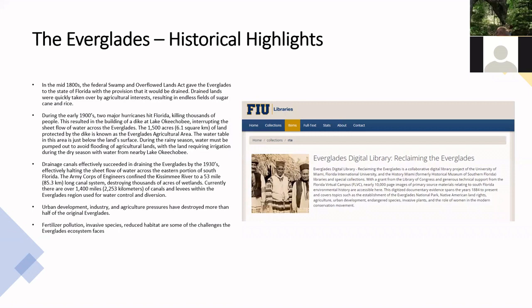The Army Corps of Engineers confined the Kissimmee River to a 53-mile-long canal system, destroying thousands of acres of wetlands. Currently, there are over 1,400 miles of canals and levees within the Everglades region used for water control and diversion. Urban development, industry, and agriculture pressures have destroyed more than half of the original Everglades. Fertilizer pollution, invasive species, reduced habitat are some of the challenges the Everglades ecosystem faces.